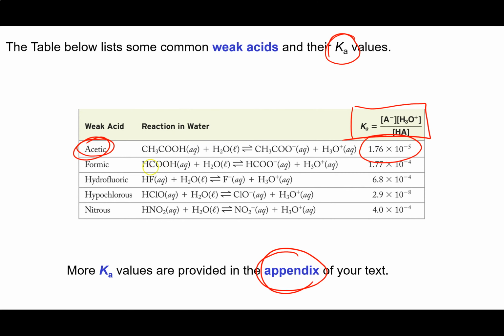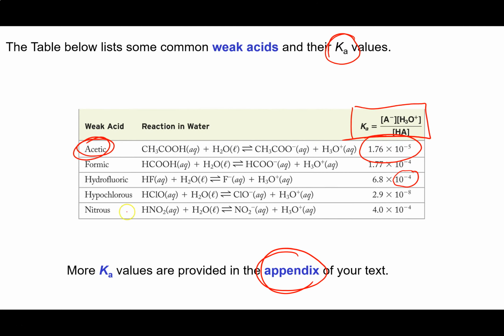Formic acid, also a carboxylic acid. You can see that there. Ends in COOH. It's the acidic component in ant bites that causes the sting. Hydrofluoric acid, we already mentioned, that's the only hydrohalic acid that is weak. Not quite as weak as acetic acid, 10 to the minus 4 there on the Ka.